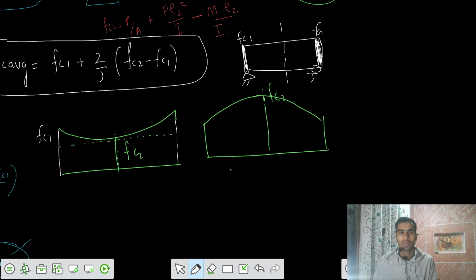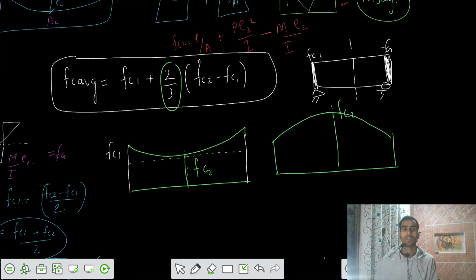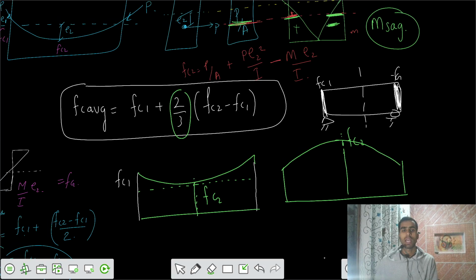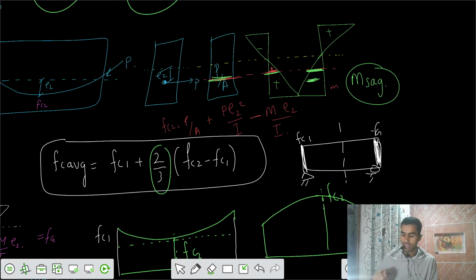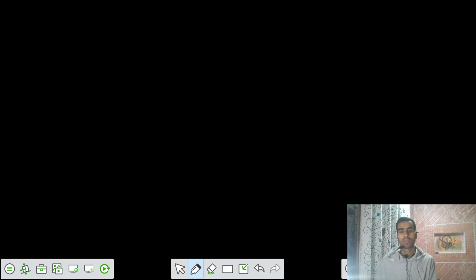So that's why we have this equation in terms of that parabolic variation. This is your FC average equals FC1 plus 2/3 of (FC2 minus FC1). We are going to take some problems and understand what this is all about. We got the general equations for all those variations.